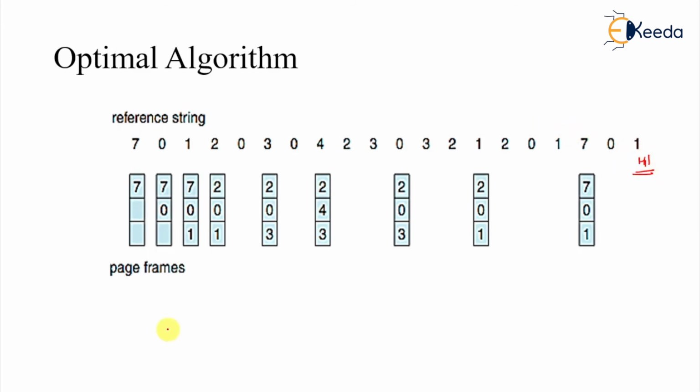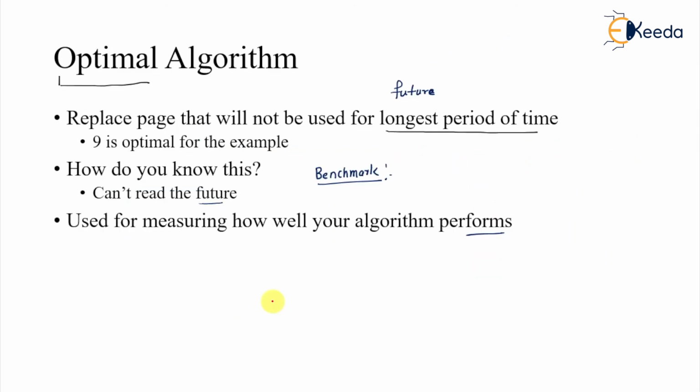Okay, so the total in this case is 9 page faults. That is the optimal algorithm, and you can see here that every time I am drawing, 9 is optimal for this example. 9 is the optimal one, and we have seen first in first out.